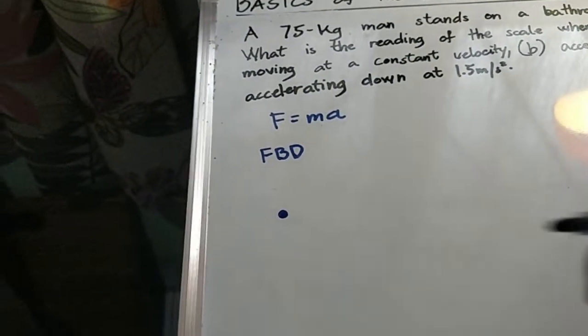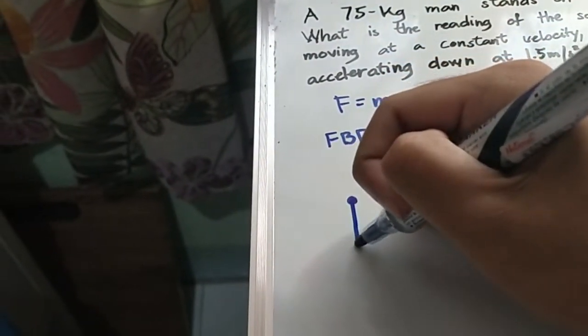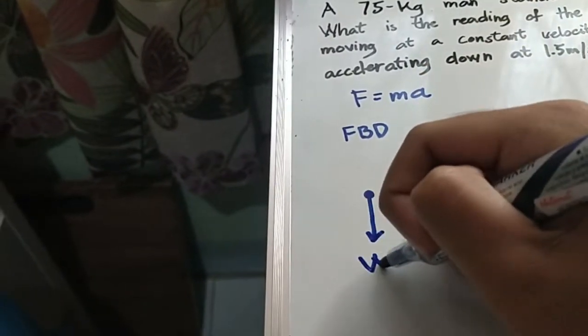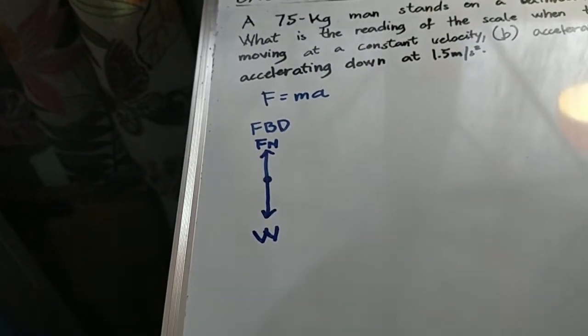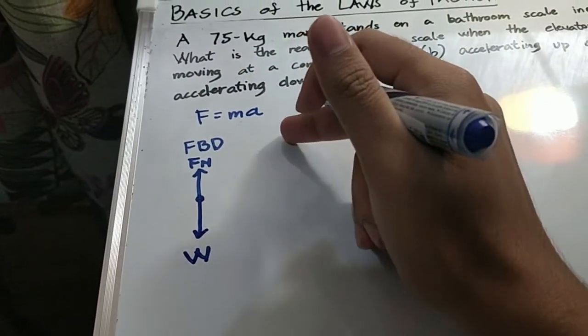Kunyari yung dot na yan yung man. Automatic, meron siyang pababang force na weight. And there's an upward force na normal force. So hahanapin natin yung value ng weight at normal force. Paano? F equals MA.